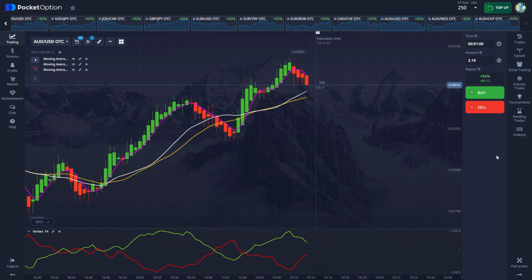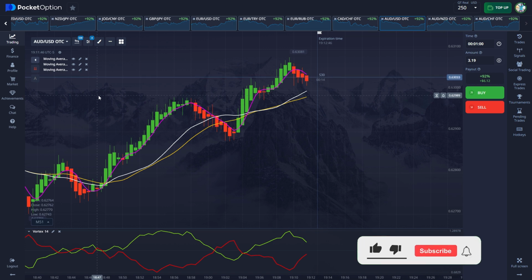In today's video, I'm going to show you a strategy that includes the Vortex indicator as well as the moving average indicator. And we are going to set up the moving average indicators right now so I can show you how this works. So without further ado, let's jump in, let's get started, let's make some money.